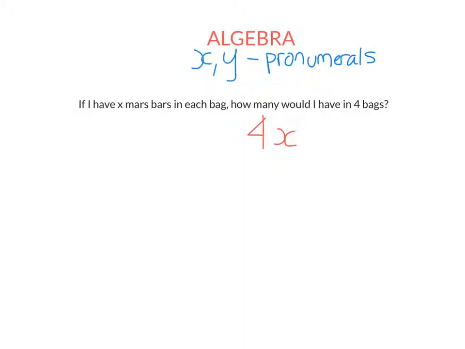We're not looking at equations yet, so you can't actually tell me what x equals or how many Mars bars are in total. What we have, though, is a term here for x that represents the number of Mars bars. And we're going to look in this topic in subsequent lessons at doing things to terms like this.